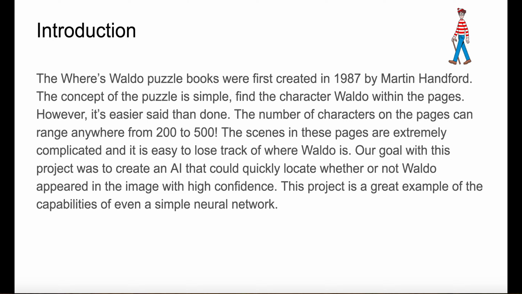Our goal with this project was to create an AI that could quickly locate whether or not Waldo appeared in the image with a high confidence rating. This project is a great example of the capabilities of even a simple neural network.